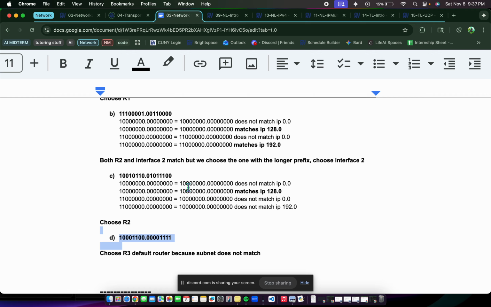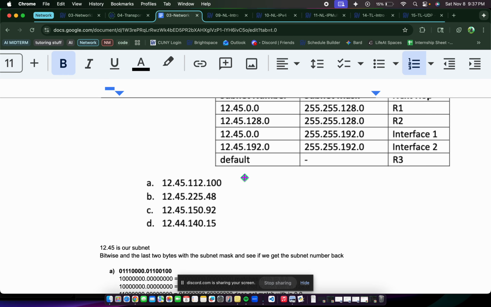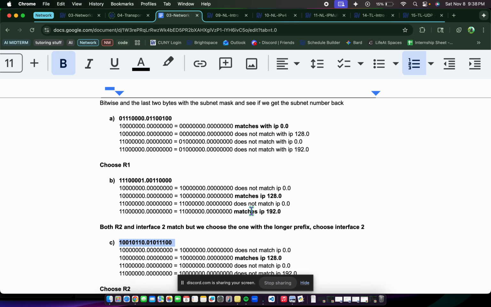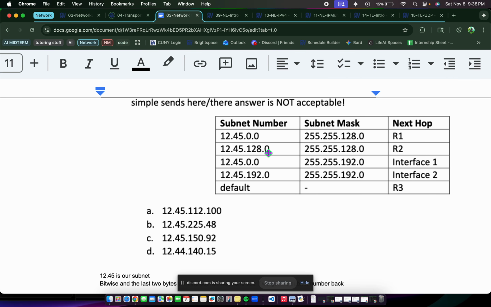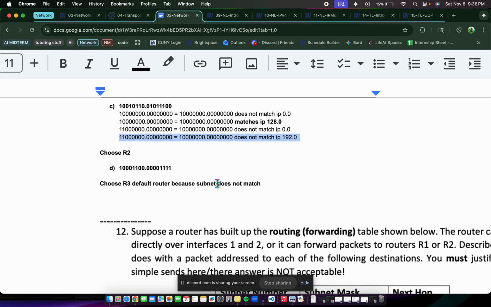All right. So now both R2 and interface 2, I'm sorry, C, right? C is going to be 150, 92. I convert this to binary. Take the bitwise AND with 128. I get back 128. This does not match IP0, but it does match IP 128, which corresponds to that. Bitwise AND with 192 does not match IP0, and again, does not match IP 192. So who matches with that second one? For 128, R2, so we send it to R2.